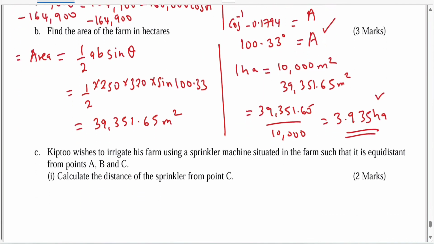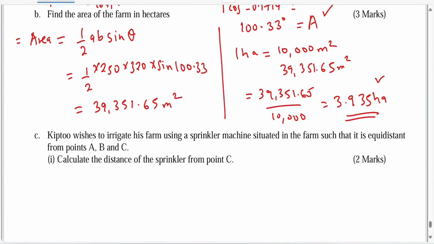Tuendelee question C. Question C umeulizwa Kiptoo wishes to irrigate his farm using a sprinkler. Sprinkler ni ile ambayo yatoa maji.